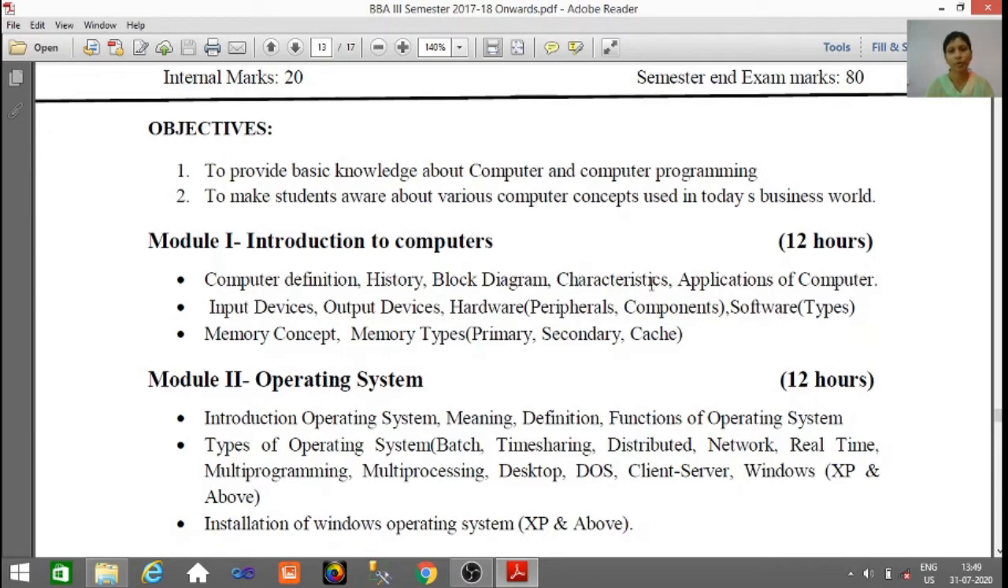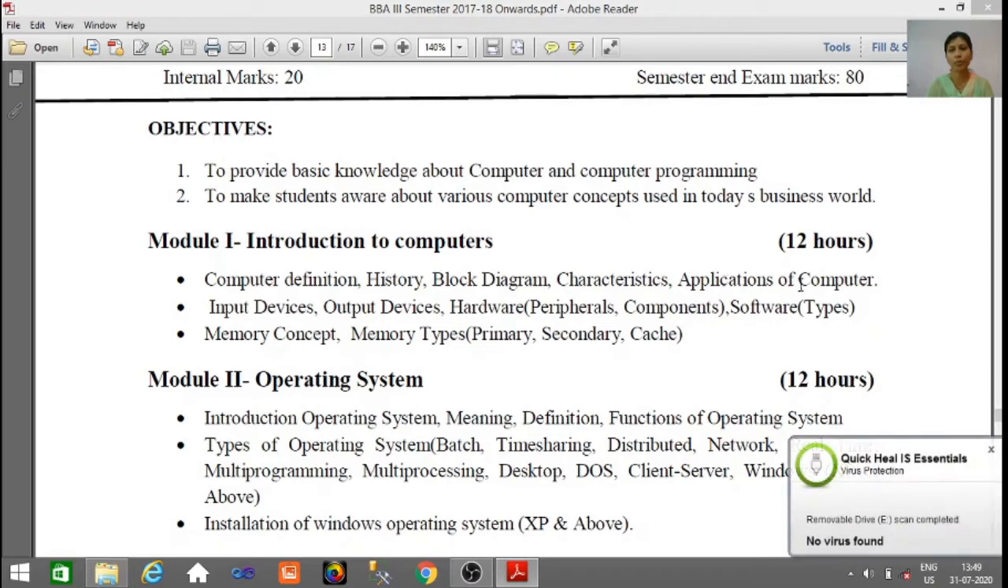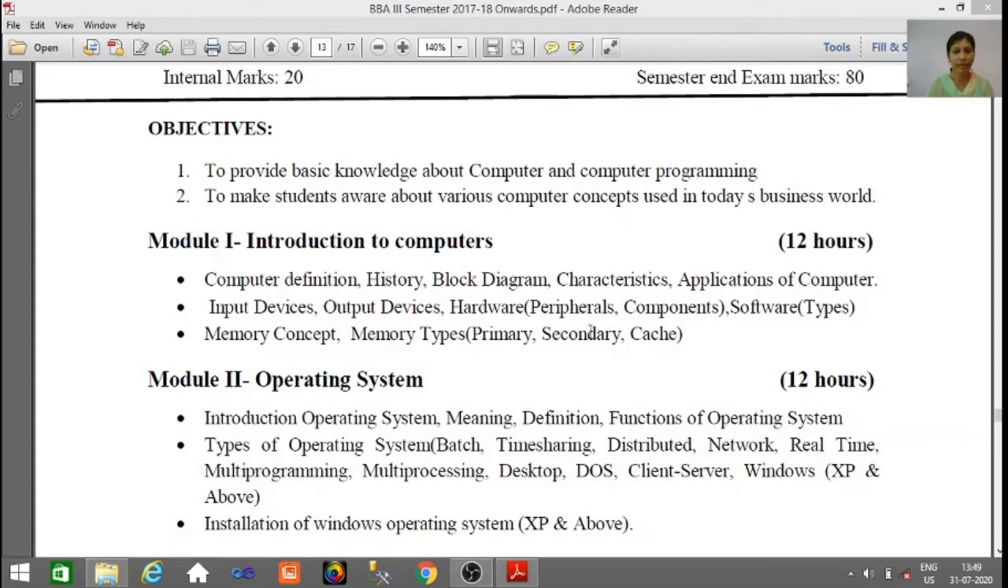Then characteristics of computers, applications of computers, meaning uses of computers, in which field we use the computers, what is the use of that, what are the applications. Then input devices, output devices, we will see which are input devices, which are output devices, what is the use of that. Then hardware peripherals, components of hardware, software, types of software, what is the difference between hardware and software. Then next concept is memory concept. Memory types, there are 3 memory types: primary memory, secondary memory and cache memory. We will see what is the difference between the primary memory and secondary memory.